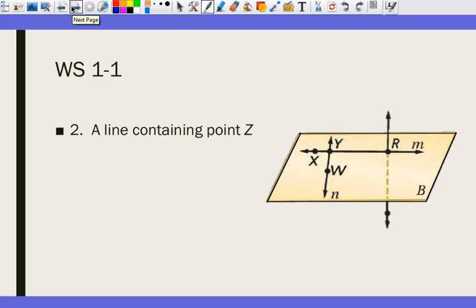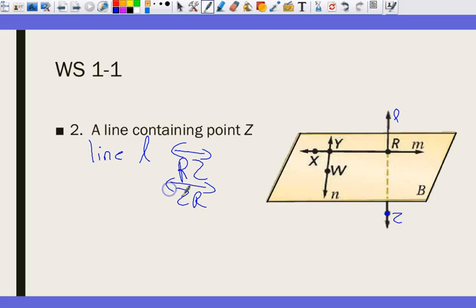Problem number 2, a line containing Z. Remember, Z is down here. This is L. Okay, what line contains Z? Line L. We got that from right here. So you'd write that, right? Nope. You'd have to write line L like that. What's another way to name that? R, Z with the hat. Also ZR with the hat works as well. That's the same line.